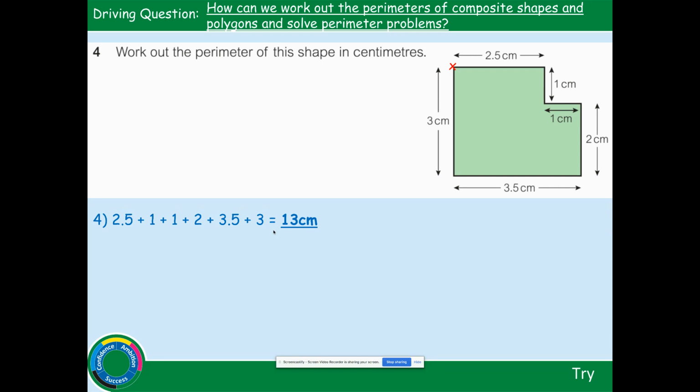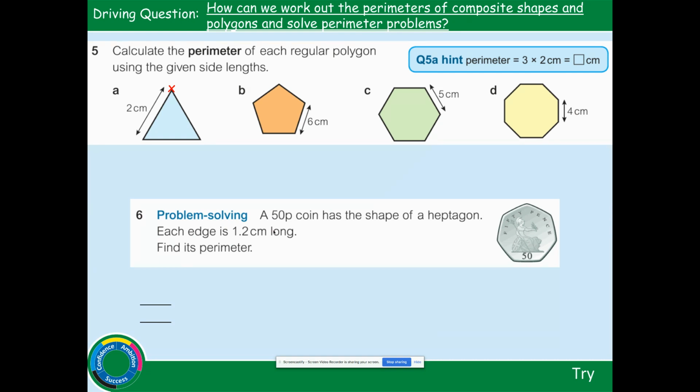Anytime you need to press pause to copy stuff down, do so, and then press play when you're ready to carry on. Okay, so question 5, question 6, I'd like you to have a little go on your own. I'm just going to talk you through 5A, just to show what I would do here.